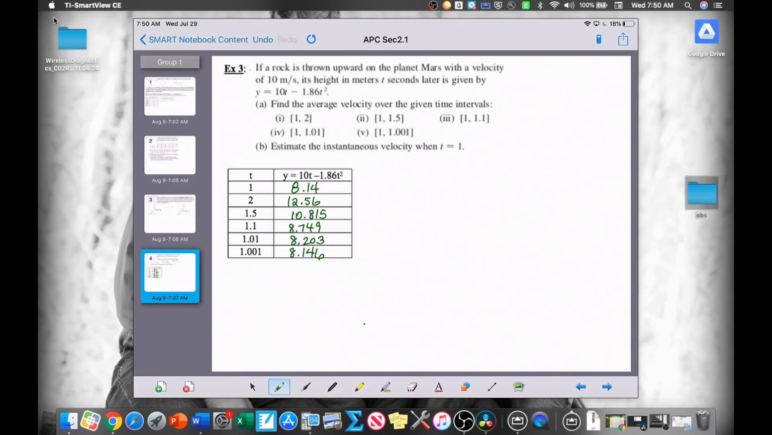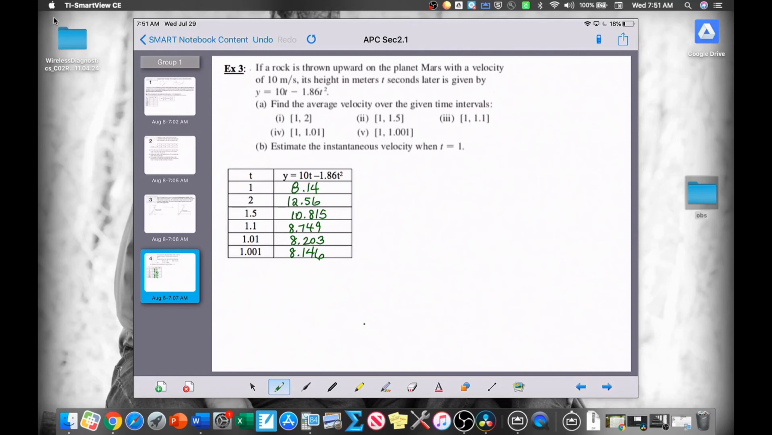And again, you don't have to use your graphing calculator or table function to do this. You could certainly have just grabbed a regular old calculator and typed in 10 times 1 minus 1.86 times 1 squared, and then 10 times 2 minus 1.86 times 2 squared, and so on and so forth, and filled in your table that way. But I think the table function is a neat feature, especially if you're trying to calculate a lot of points. It's a little bit of a time saver.